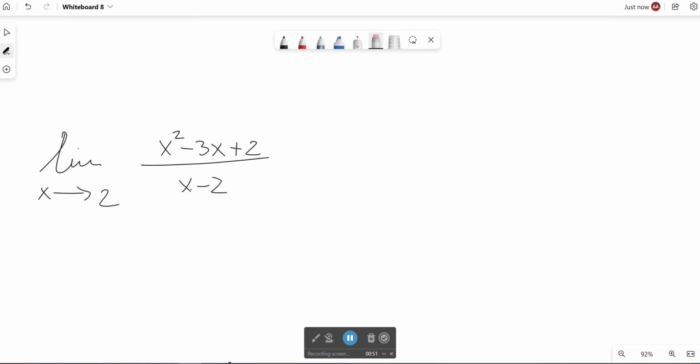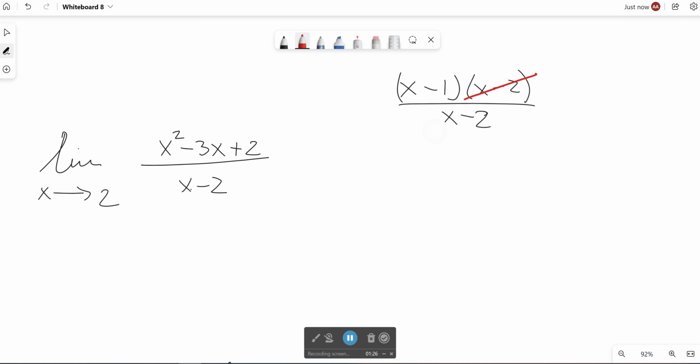But what I can do is transform my fraction into an equivalent fraction, and for which I'll be able to plug in a fraction that's actually defined at x equals 2. So upon factoring my numerator into x minus 1 times x minus 2, my fraction then turns into this equivalent fraction.